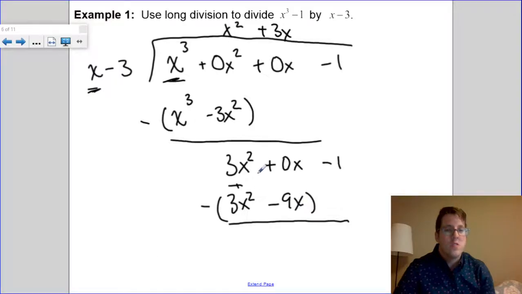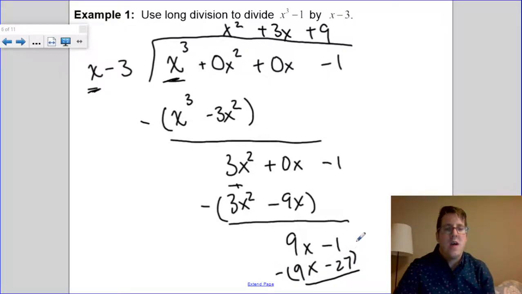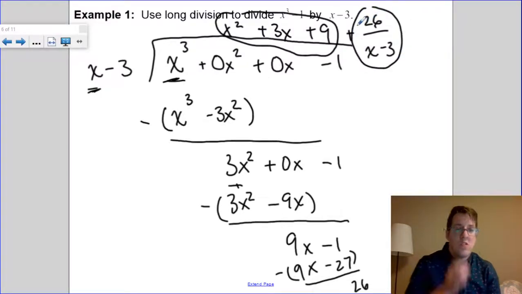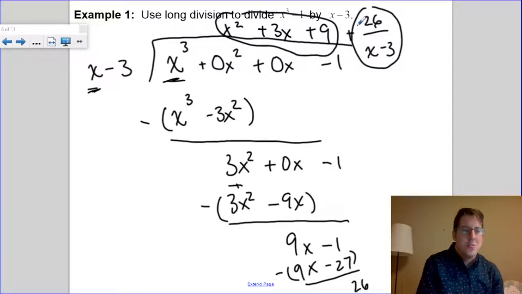It goes through this process, so now I'm going to subtract all of this, being careful, of course, to subtract the negative. So I get 9x minus 1. X goes into 9x 9 times. So I would get 9x minus 27. When I subtract that, I'm going to get a remainder of 26. Now, the way that you're going to write that remainder is normally plus the remainder over the divisor. Here's your quotient. And here is your remainder over your divisor, which is sometimes just called the remainder part, to be totally technical.